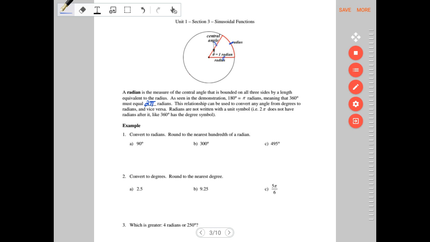Radians are not written with a unit symbol. 2 pi does not usually have "radians" written after it, like 360 degrees has a degree symbol. Okay, so no units on radians. That's how you're going to be able to tell the difference between radians and degrees.